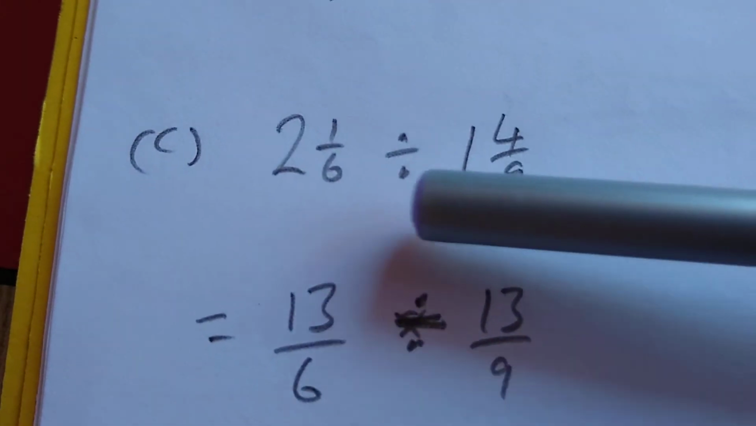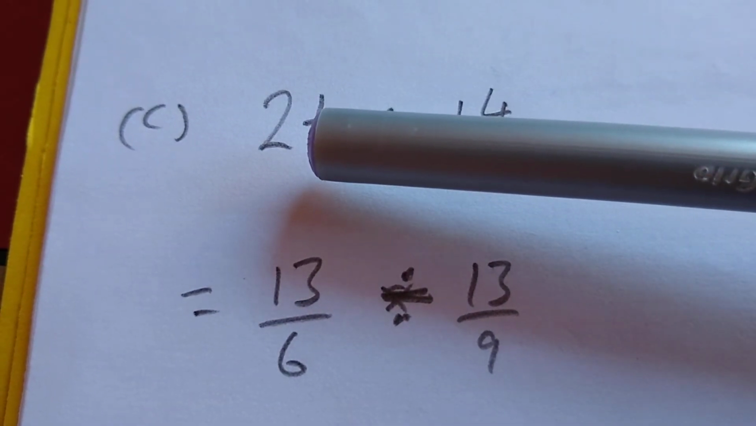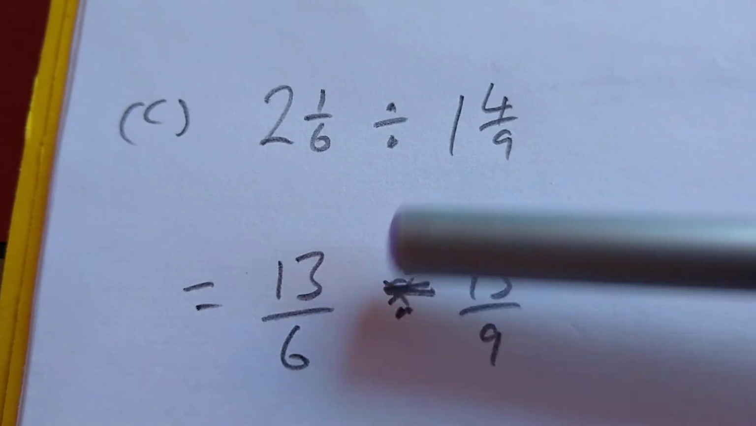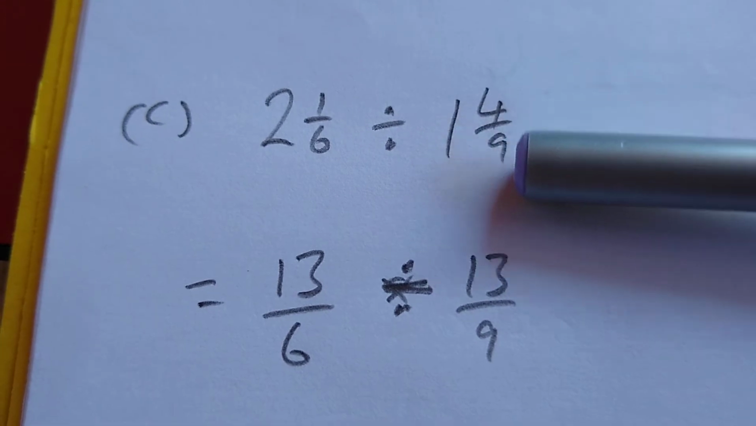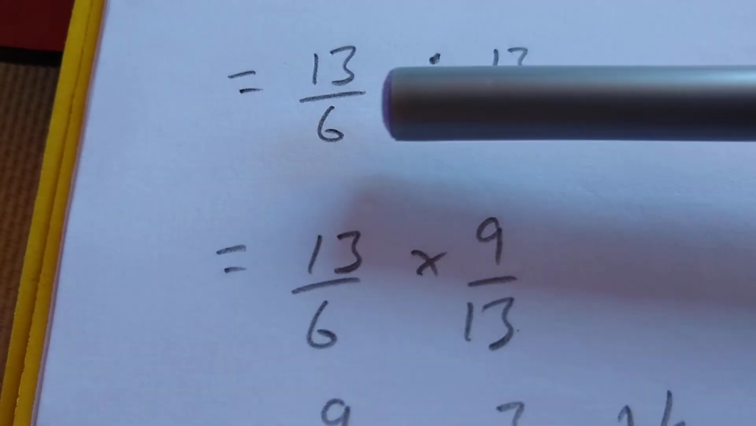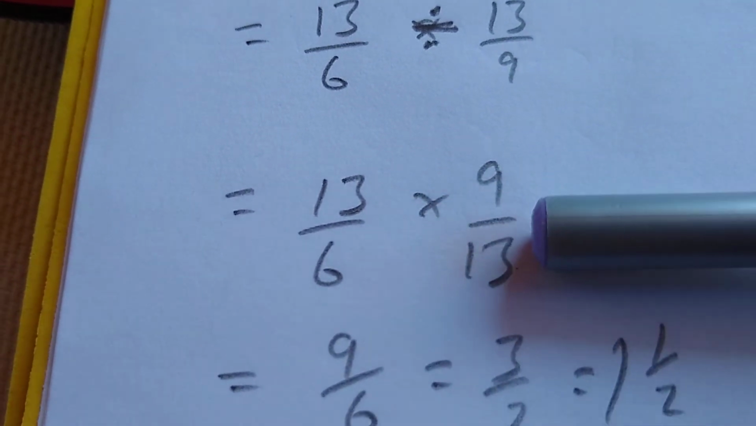So let's go back to the start of the question. 1 whole is 6/6, so 2 wholes would be 12/6. Add another sixth, 13/6. 1 whole is 9/9. Add another 4/9 is 13/9. So as I was saying a minute ago, if I'm dividing by 13/9, I would flip that upside down and multiply by 9/13.